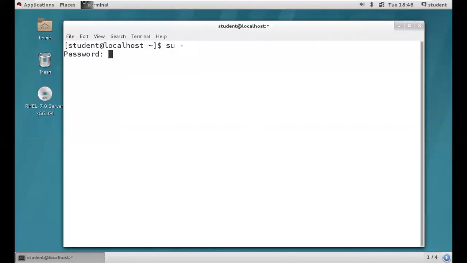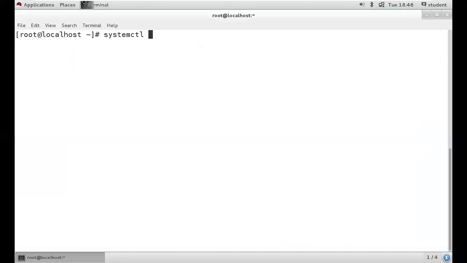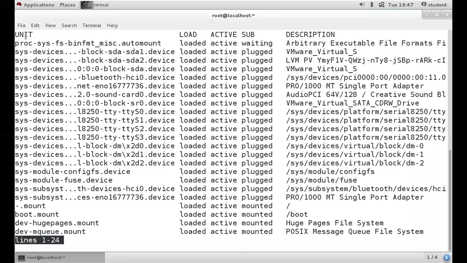Log in as root user, right? systemctl is a command. systemctl stands for system control, guys. That's it. CTL stands for control, right? So I'll do one thing. I'm going to maximize this one, then hit enter. So see, guys, the first field is the unit.